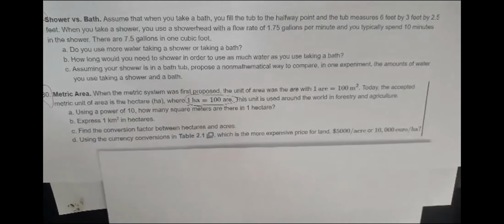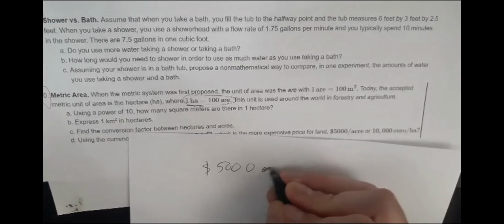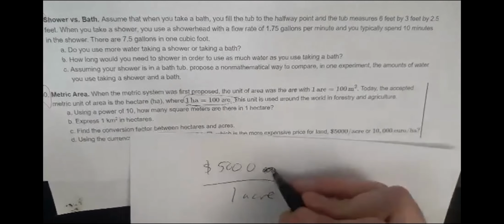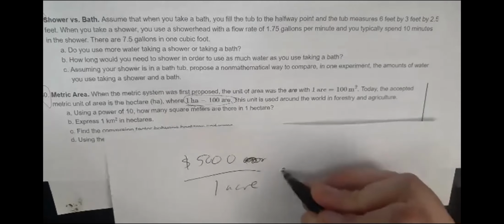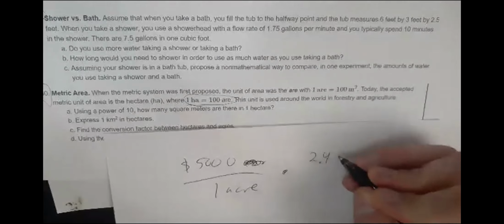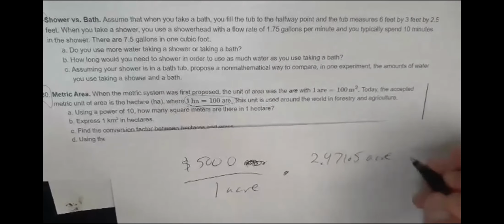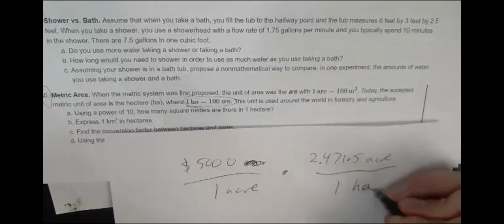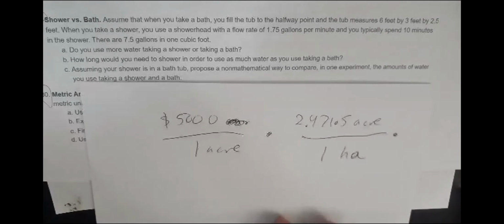So if we do 5,000 per acre, for every one acre, if we want to convert this to euros per hectare, we need to simplify out the acres. So 2.47105 acres for every one hectare. And the other thing here, I need a conversion factor from that table. So going back to the table, I want to go to the euros. There are $1.058 per euro.